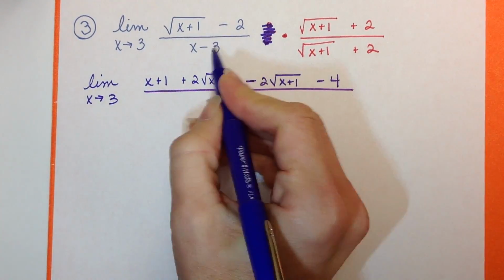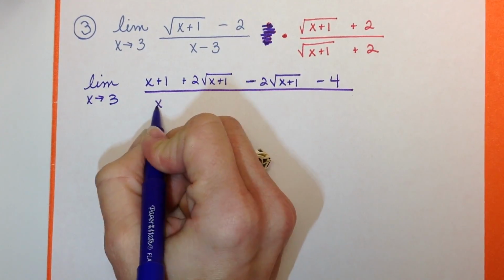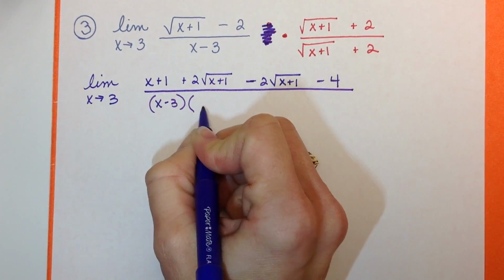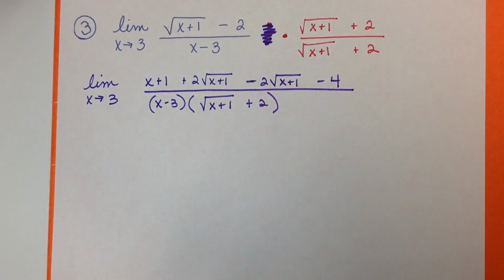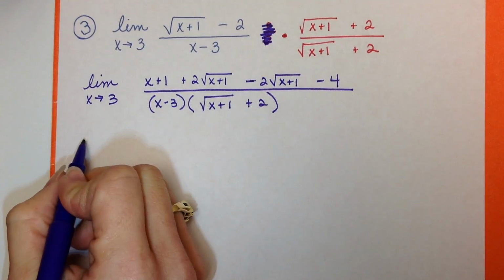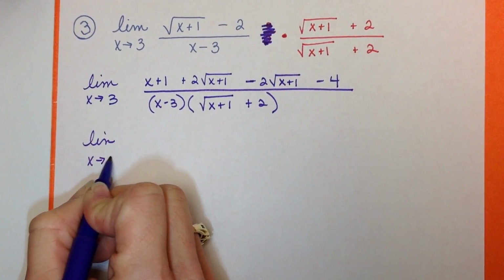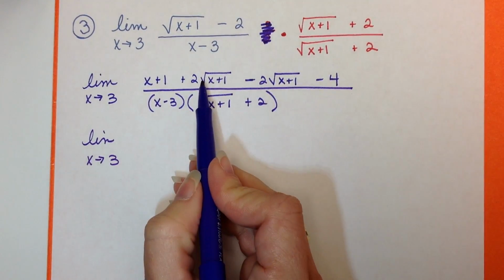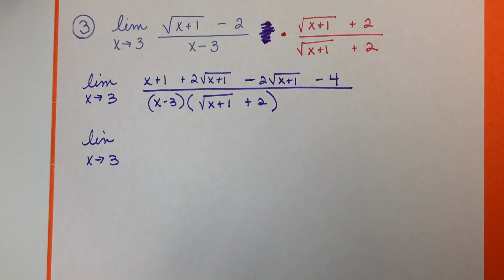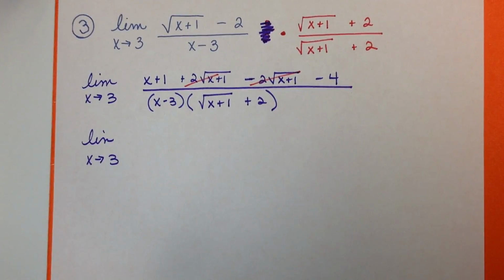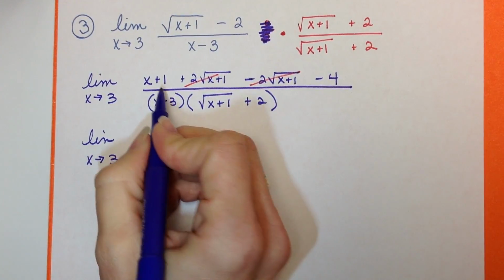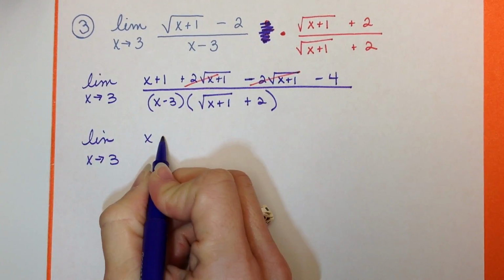Now, on the bottom, don't actually multiply this out. You've got x minus 3 times the square root of x plus 1 plus 2. So you're actually only going to want to multiply out the top. Just don't bother with multiplying out the bottom. It's going to work out the way it needs to. Okay, I've got some like terms. First of all, these 2 terms are going to add out, and that's what you're wanting to happen. You're wanting those to add out, and I've got the x, and 1 minus 4 is negative 3.